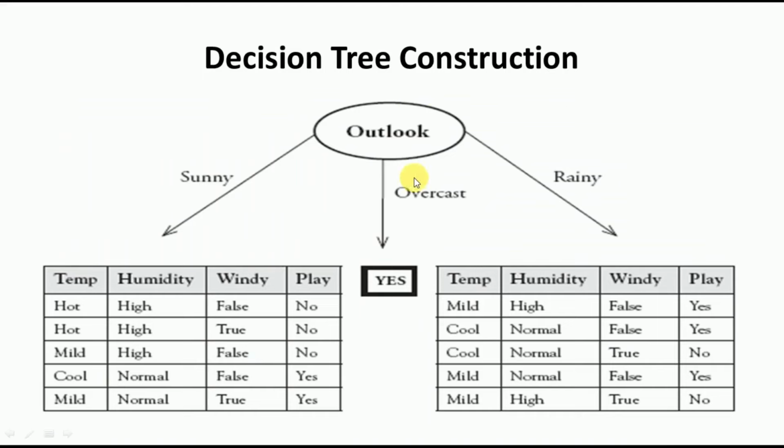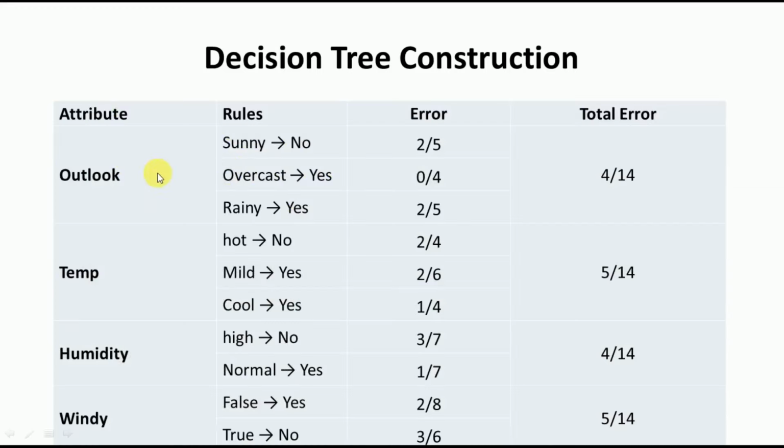Now what we do here is we will start with this outlook here. Outlook has 3 possibilities: sunny, overcast and rainy. When outlook is equivalent to overcast, we are getting yes, because there are no errors. But when outlook is equivalent to sunny, we are not getting a perfect answer here, we are getting some errors. So there are 2 errors here. When outlook is equivalent to rainy, again we are getting 2 errors. So we cannot directly get the answer here.